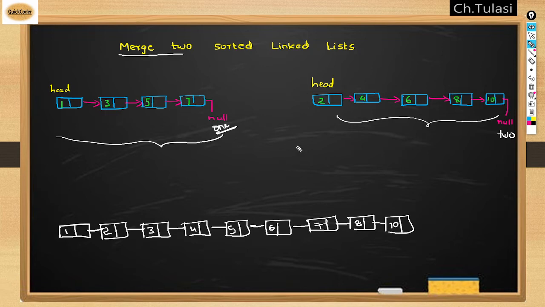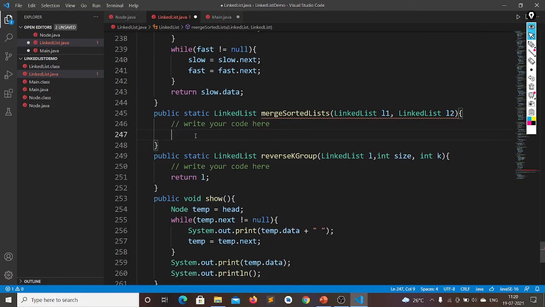So this is very similar to how to merge two sorted arrays. We will take two nodes which are pointing to the head of the first linked list and the head of the second linked list respectively, and we will compare them and add into the resultant linked list. You will understand this better when you see how to code it. Okay, let's start coding now.